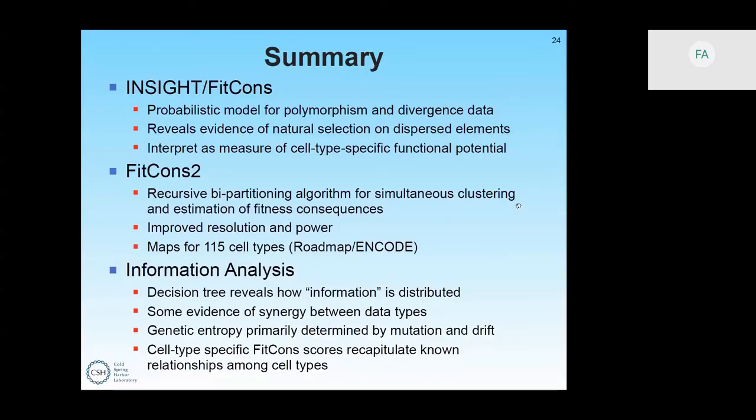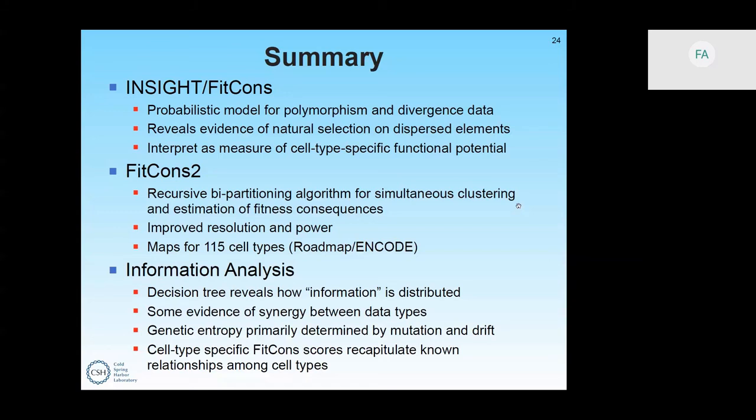All right, so what have I shown you? I've introduced this method for measuring natural selection on recent timescales across dispersed collections of elements based on patterns of polymorphism and divergence. I showed how that framework can be sort of hijacked to measure fitness consequences of mutations. And then I showed you a bipartitioning algorithm that lets us simultaneously find a good clustering and estimate the parameters of an evolutionary model, which we've done for 115 different cell types from the Roadmap project and made available maps, FitCons maps, for those cell types.